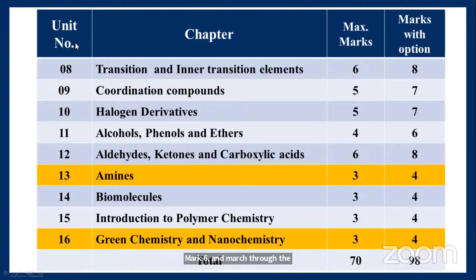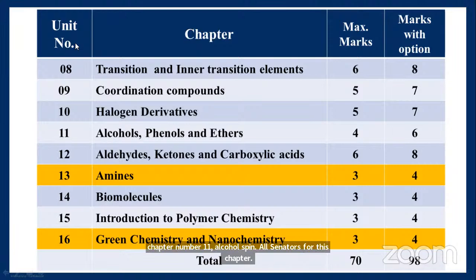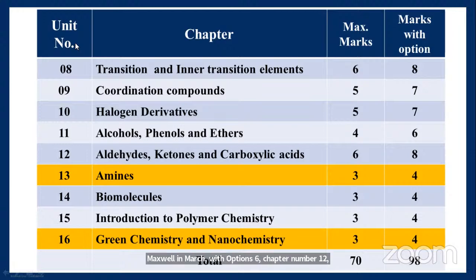For coordination chemistry, maximum marks 5 and marks with option 7. Halogen derivatives, maximum marks 5 and marks with option 7. Chapter number 11, alcohols, phenols and ethers, maximum marks 4 and marks with option 6. Chapter number 12, aldehydes, ketones and carboxylic acids, maximum marks 6 and marks with option 8. Chapter number 13, amines, maximum marks 3 and marks with option 4.